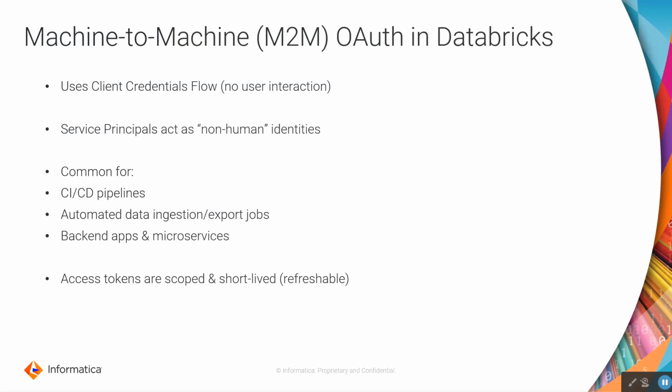This is the flow for machine to machine OAuth authentication. In M2M scenario, we don't want interactive logins. Instead, we rely on service principals in Azure Active Directory or AWS Identity Center. The client authenticates using client ID and the secret ID combination with Databricks OAuth endpoint. The OAuth server issues an access token without user involvement. This token is used by automation tools, APIs to authenticate securely.